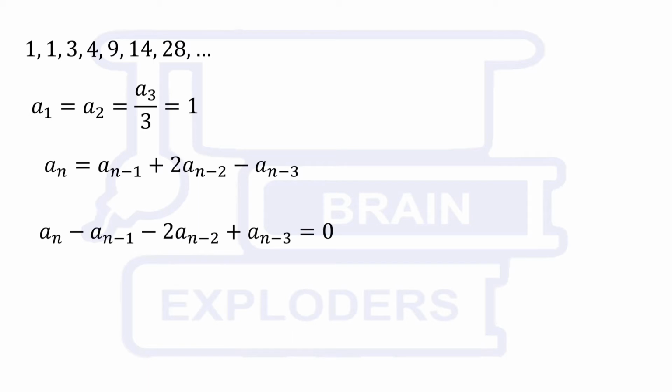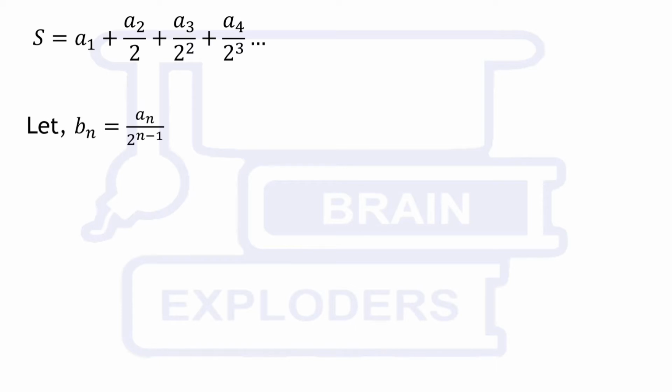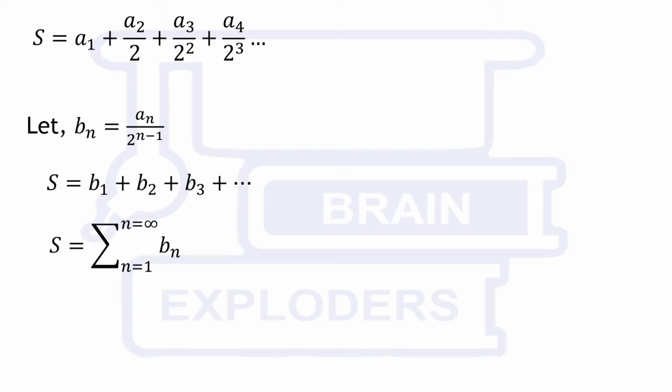On taking all the terms to the left hand side, we get a(n-1) minus 2a(n-2) plus a(n-3) equals to 0. It will help us later. Suppose the required sum is equal to S. Let the nth term of this series is bn equals to an over 2 to the power n minus 1. So S is equal to summation bn from n equals to 1 to infinity.